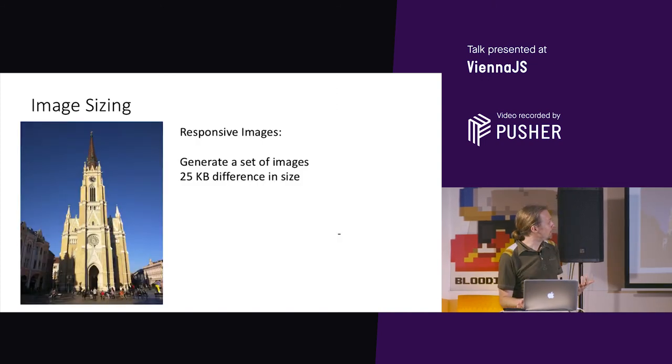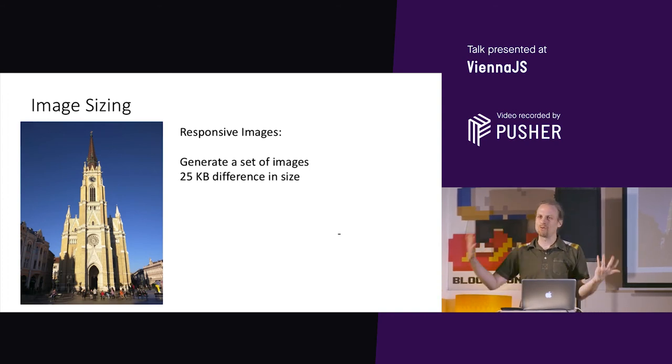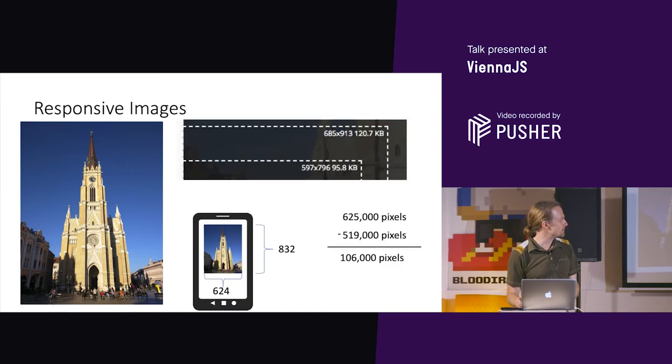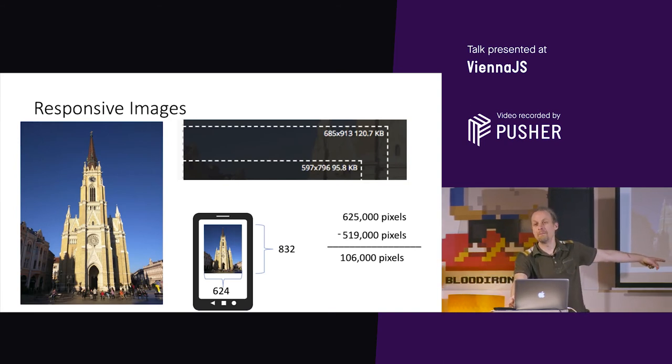So the way you solve this, of course, is you generate a bunch of different images. In this example, I did 25 kilobytes different in size. I generated 20 different images. That's probably too many. Maybe you do four, maybe you do five different sizes. You look at what devices are hitting your server and look at the sizes and make that decision. But when I serve the right size of image, now I'm only using 100,000 pixels. I'm only throwing away 100,000 pixels as opposed to 12.5 million.